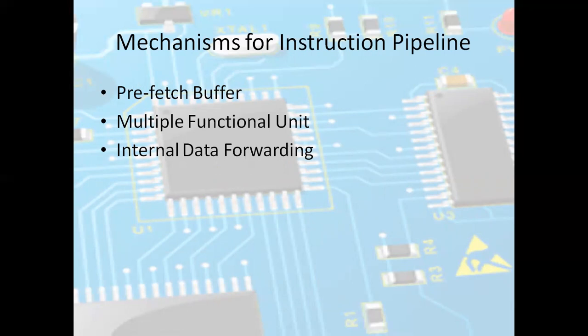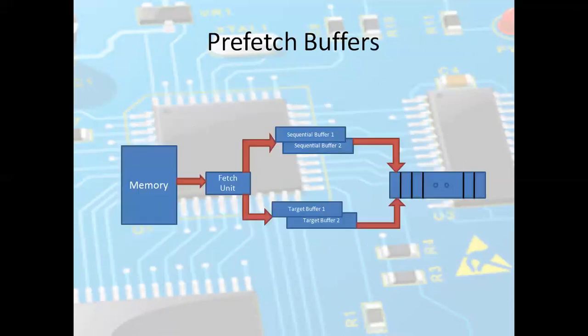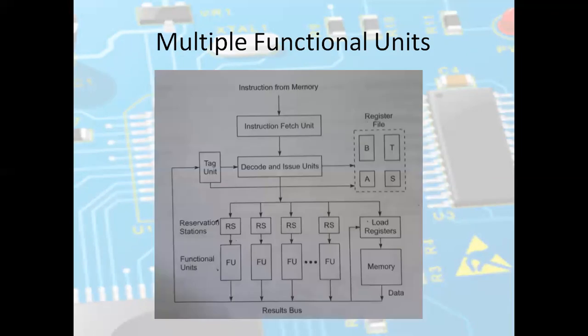The mechanisms of instruction pipeline are the prefetch buffer, multiple functional units, and internal data forwarding. For the prefetch buffer, three types of buffers can be used: the sequential buffer, the target buffer, and the loop buffer. These types of buffers are used to store the data. This is an example of different types of buffers: sequential buffer and target buffers. Multiple functional units are used to remove the bottleneck problem, which can be minimized with multiple copies of the same stage working simultaneously. In this way, multiple functional units can work.